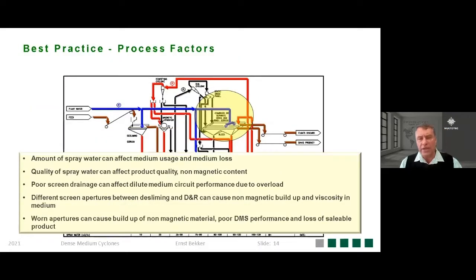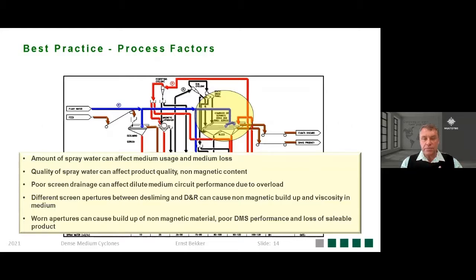Then on the drain and rinse screens, the amount of spray water can obviously affect the media usage. That's again, if you lose media, you lose money. And then the quality of the spray water. It's not quite common, but sometimes people use dirty spray water, and that just aggravates the amount of non-magnetic material going to the magnetic separator, because the water from the rinse section of the drain and rinse screen is on its way to the magnetic separator. But the magnetic separator has certain requirements as well.